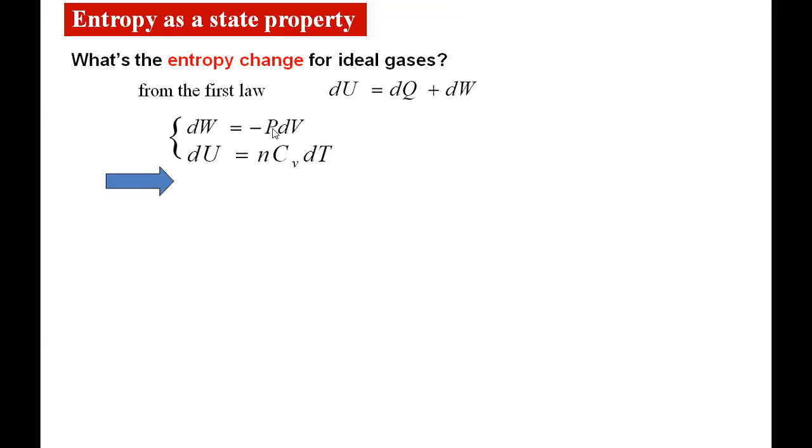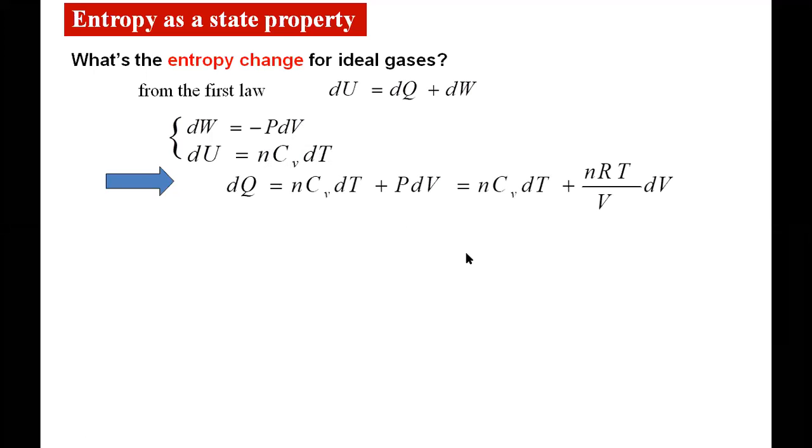Okay, because this is constant and the specific heat is constant, we have a change in internal energy by temperature. So substituting into the previous equation, the first law, what do we get? dQ equals n Cv dT plus P dV in place of the work. So we arrange this equation: n Cv dT plus nRT over V dV. Why? Because pressure equals nRT over V, PV equals nRT for an ideal gas.